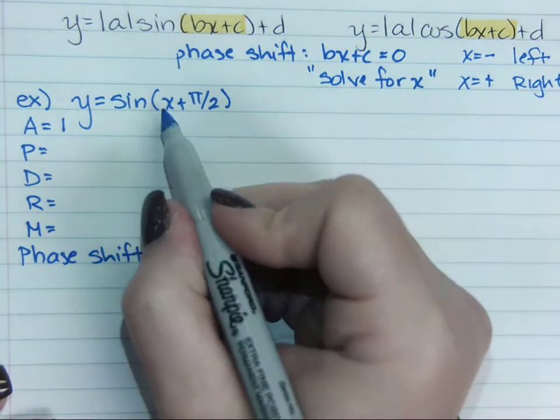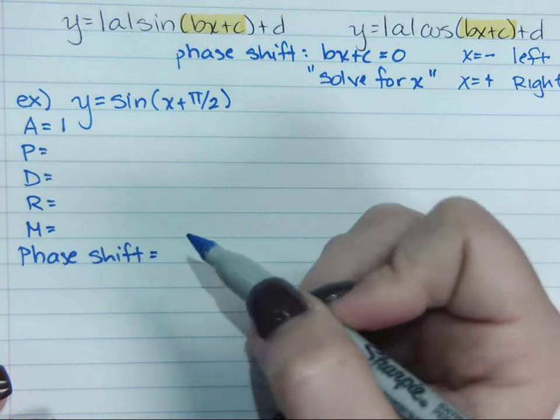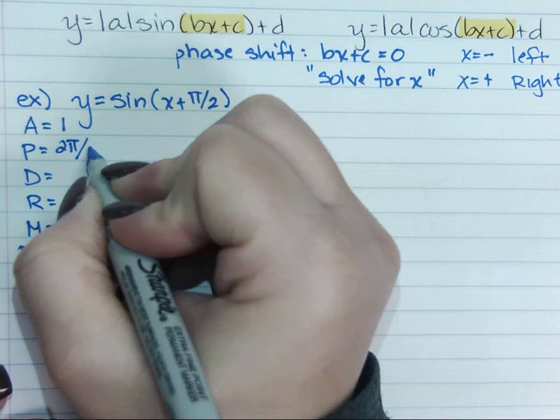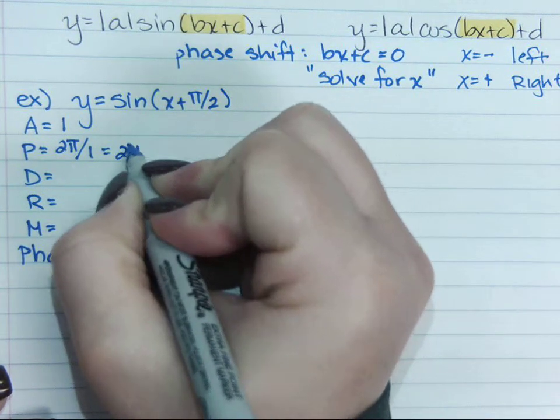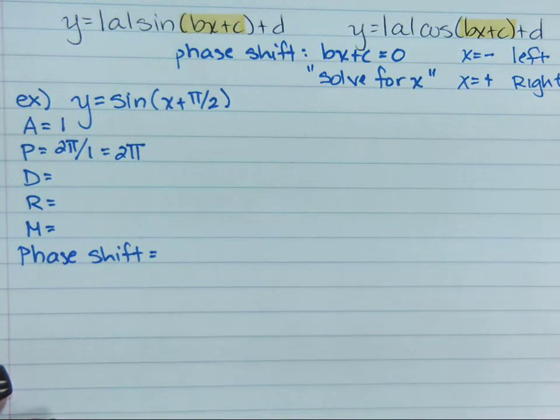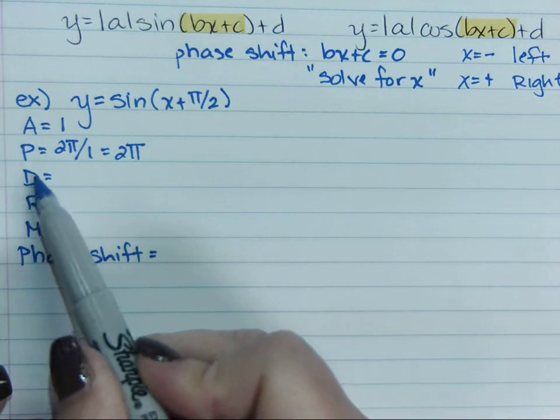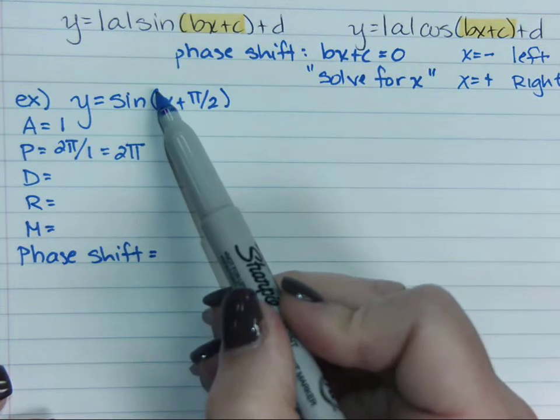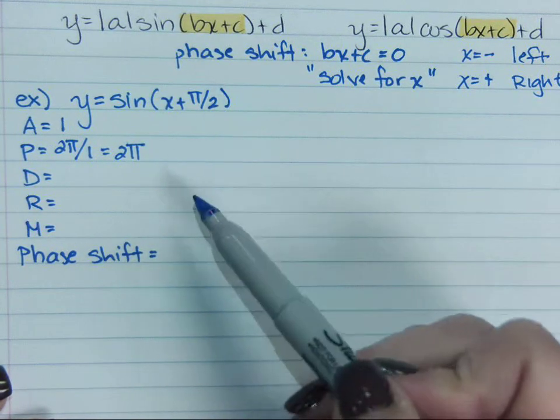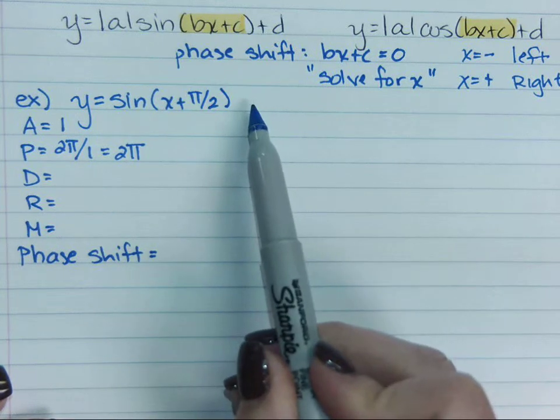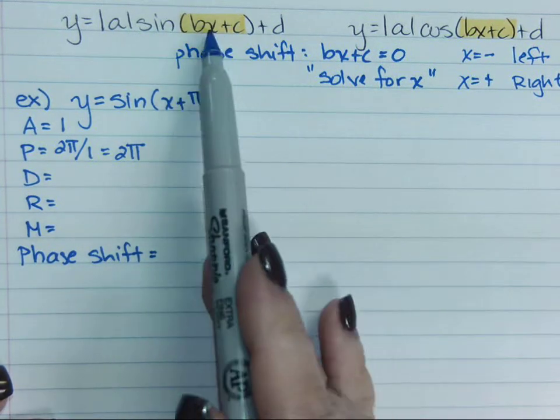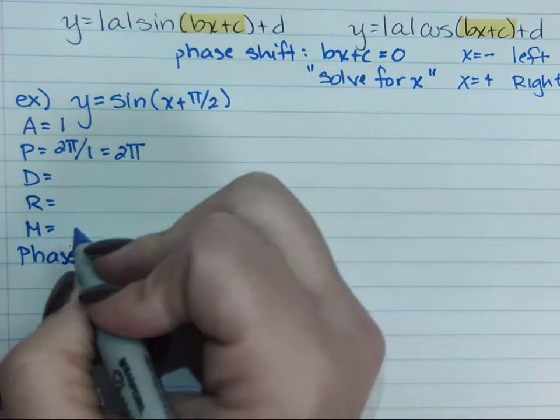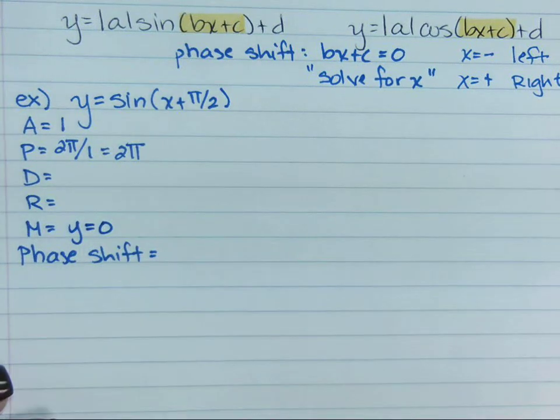My period is always based off of the b value. And here my b value is also 1. So if I take 2 pi and divide it by my b value, that means that the length of my interval has not changed. I don't know anything yet about my domain and range. I'm going to wait on that for a second. And for my midline, I have no plus d. So you can see that there's a difference between having values inside the parentheses and something on the outside. You really want to be able to match up the bx plus c being inside parentheses and your d value being after the fact. So in this case, my midline is going to be y equals 0.